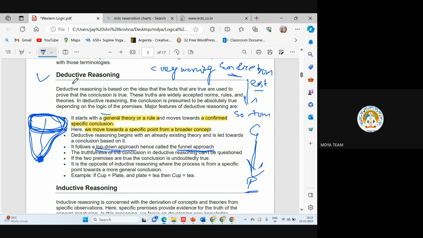So please remember these terms in your mind. Top down approach. Why are we calling this top down approach? Because general to particular, top down. Funnel approach, it's looking like a funnel.